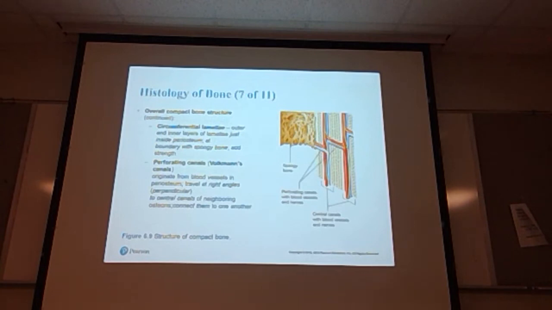Circumferential lamellae are the outer and inner layers of the lamellae just inside the periosteum, and they form the boundary with the spongy bone. They're there for adding strength. So the perforating channels, and the central canals there. Perforating channels, again, here and here, originate from blood vessels in the periosteum. They travel at right angles to the central canals of neighboring osteons, connecting this one to this one, this one to this one, and this one to this one. It's connecting all these osteons.